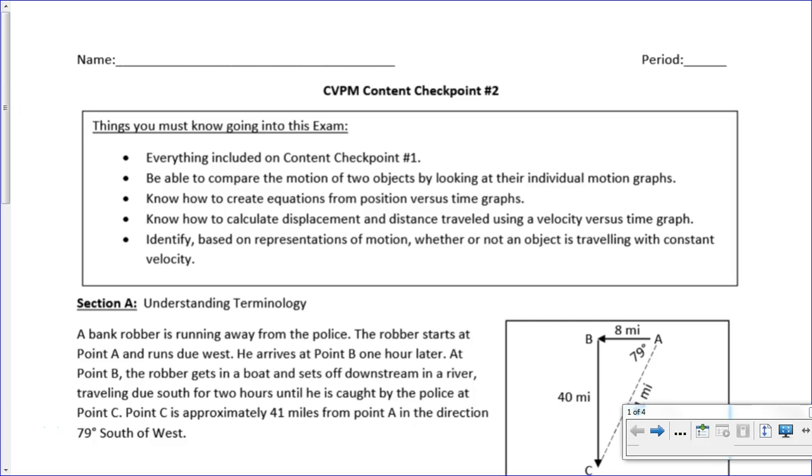In addition, we're going to add some new things here, so we'll do some problems where you compare two objects together. That's in section C, I believe. You're going to have to do a lot of things with velocity versus time graphs that we hadn't done on that first content checkpoint. Then we'll do this thing with displacement, where we talk about displacement and velocity versus time graphs. And generally speaking, we'll talk in class a little more about how to know from a graph, or from a motion map, that an object is traveling with constant velocity.